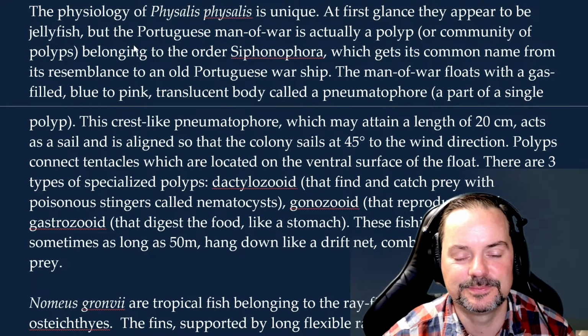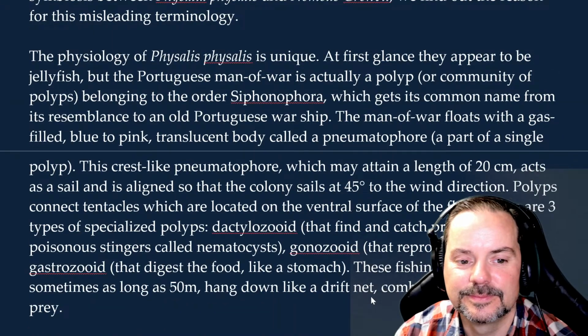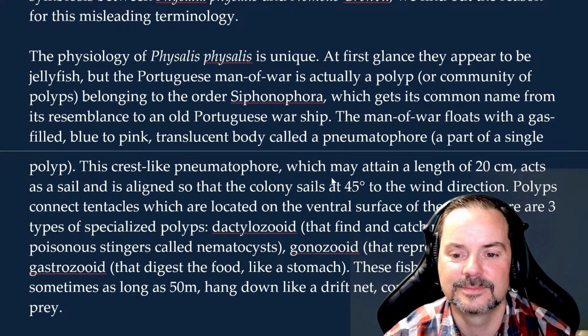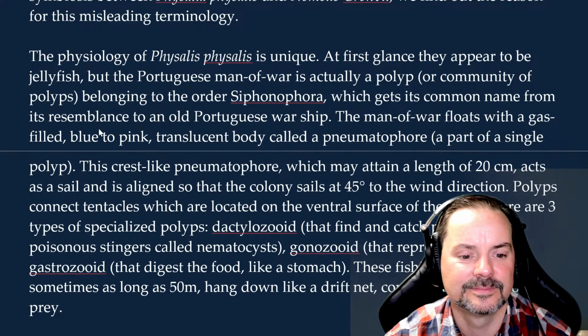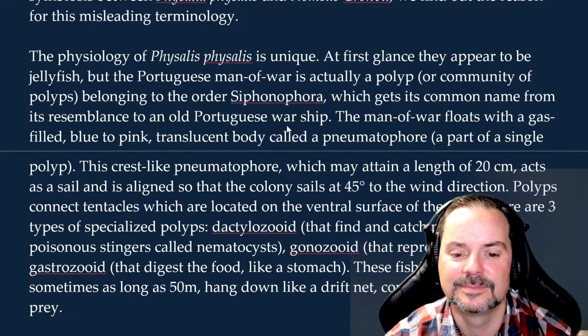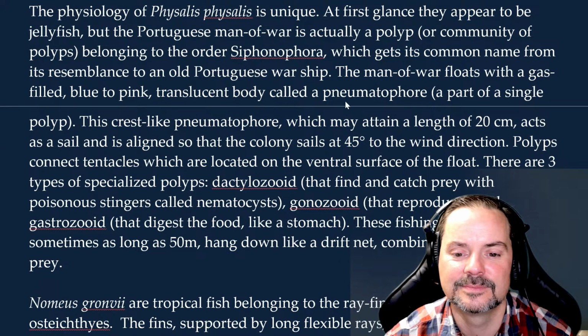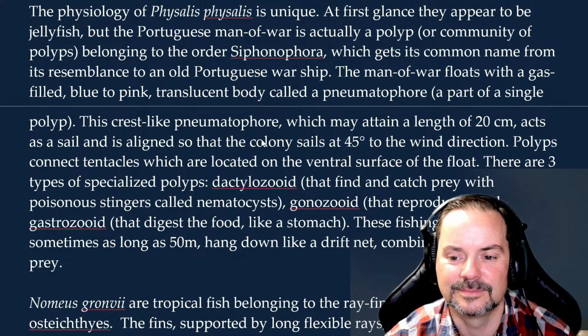The physiology of Physalis is unique. At first glance, they appear to be jellyfish, but the Portuguese man o' war is actually a siphonophore, or colony of zooids, belonging to the order Siphonophora, which gets its common name from its resemblance to an old Portuguese warship. The man o' war is floated by a gas-filled, blue to pink, translucent body called a pneumatophore, a part of a single polyp. This is like a pneumatophore, which may attain a length of 20 cm.